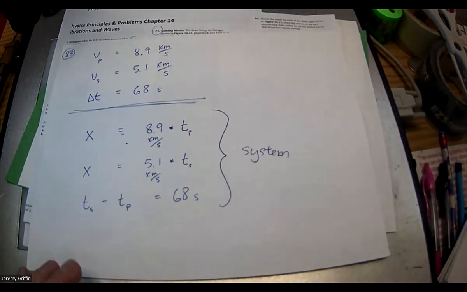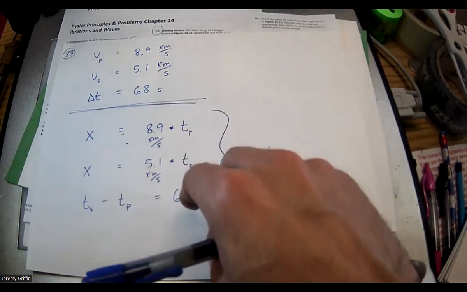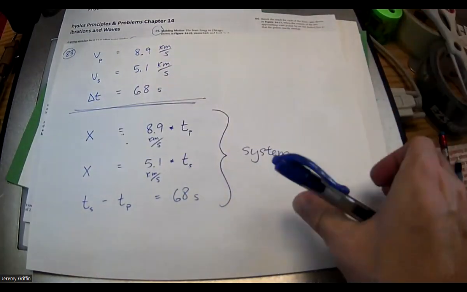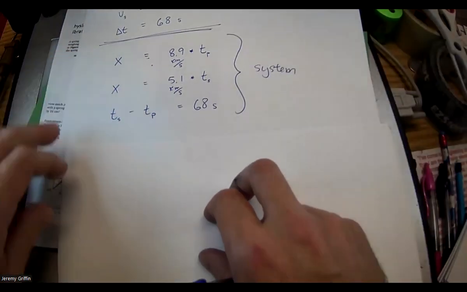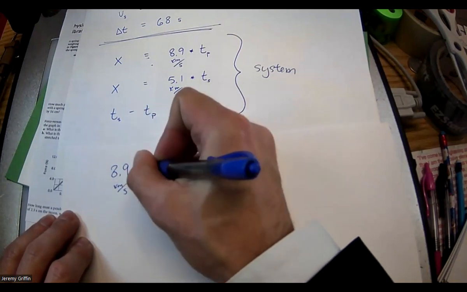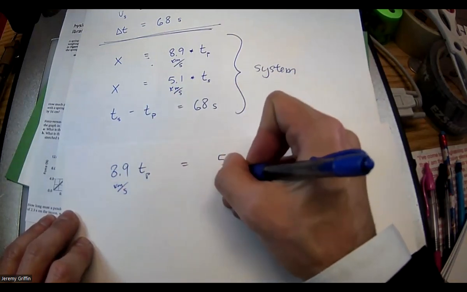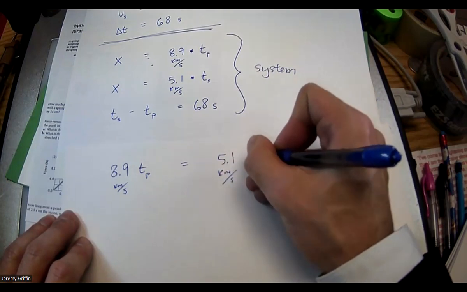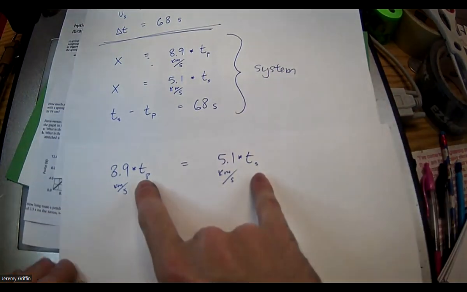This right here is your complete system of equations. Now there's multiple ways to solve systems of equations, but let's do what you said, which is set these top 2 equal to each other. We'll do one step at a time. So the fact that it's the same distance, I can say 8.9 kilometers per second times time primary must be equal to 5.1 kilometers per second times time secondary. So that's the relationship between TP and TS.